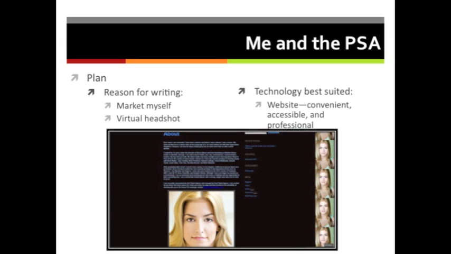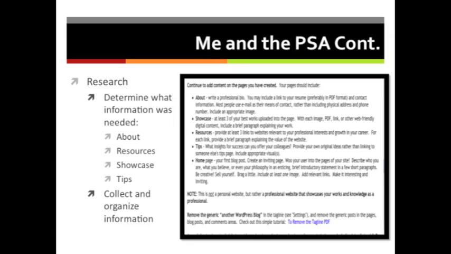The first step of the PSA is to plan. For my assignment, the first thing I needed to do was determine my reason for writing. I really wanted to create a virtual headshot, or a site that would help me to market myself in my industry. You can see an example of how I chose to market myself in the image included on the slide. The next thing I had to do was decide which medium to use. Besides being required for the project, I knew the website was the best choice because it was easily accessible yet still professional.